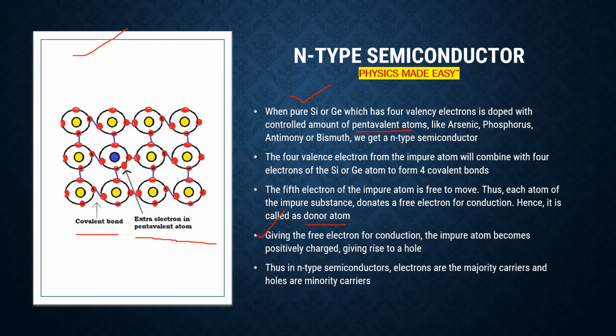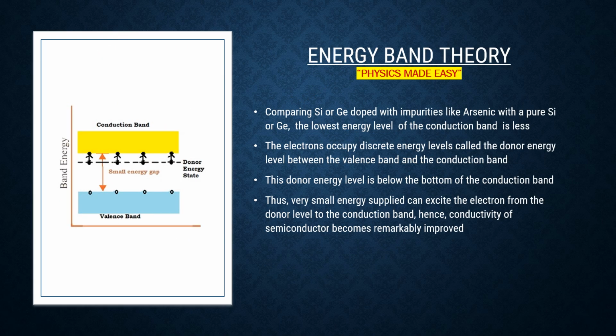Thus, in an n-type semiconductor, electrons are the majority carriers, and holes are the minority carriers. We do the doping to improve the conductivity of the pure semiconductor.